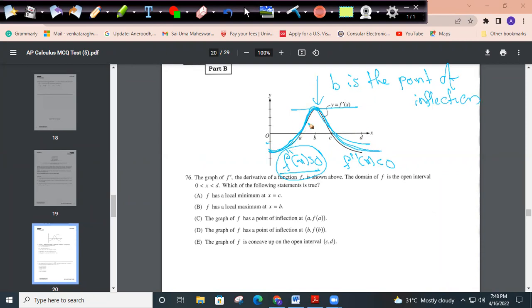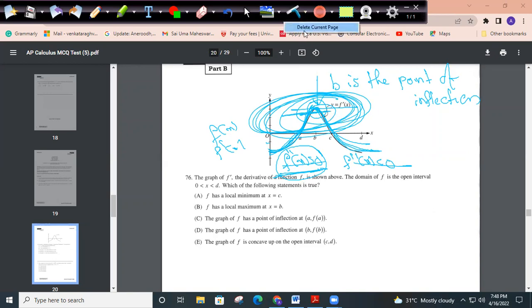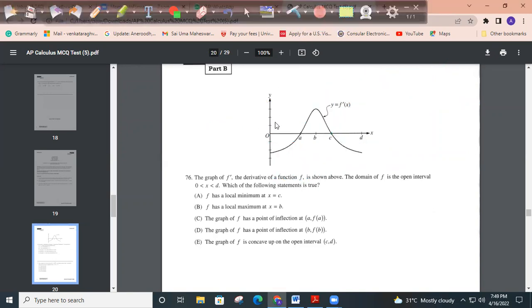B is my point of inflection because f dash is increasing. What is the meaning of f of x increasing? f dash x is greater than 0. Here f dash x is increasing, which means f double dash x is greater than 0, so the function is concave up. After B it is less than 0 because f dash is decreasing. So concave up to concave down. So this is my point of inflection. I'm clear. So the answer is definitely D.